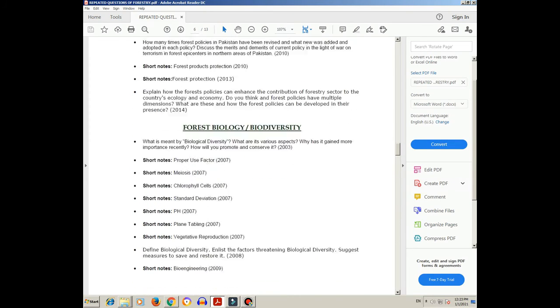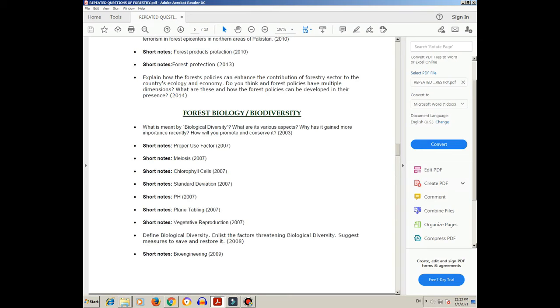2014 Forest Biology, Biodiversity. What is meant by biological diversity? What are its various aspects? Why has it gained more importance recently? How will you promote and conserve it?